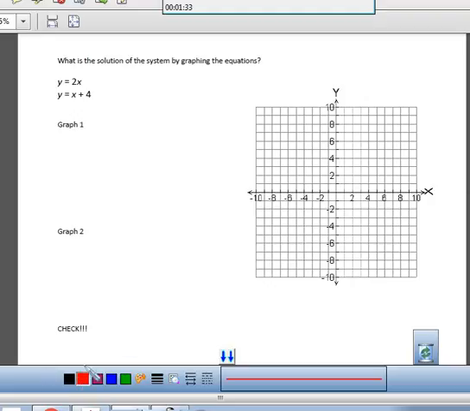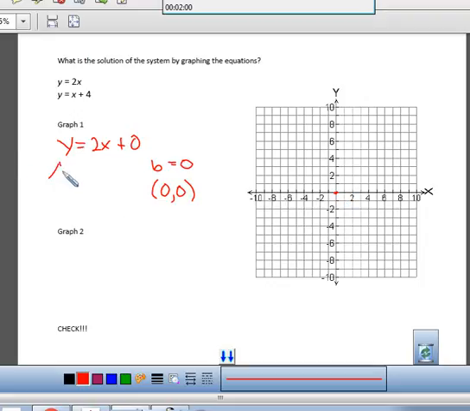I'm going to use red for this one. I'm going to do the y equals 2x. So what do I know about this? Well, first of all, there's nothing after it, so that means the y-intercept, b, is 0. So b equals 0, which means it's the point 0, 0. So there's a point there.